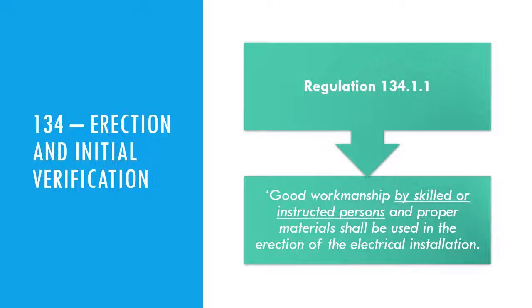So 134.1.1 states that good workmanship by skilled or instructed persons and proper materials shall be used in the erection of the electrical installation. Now we're going to look at those definitions of skilled and instructed persons in a little while, but it quite clearly states there that proper materials should be installed by properly trained individuals.